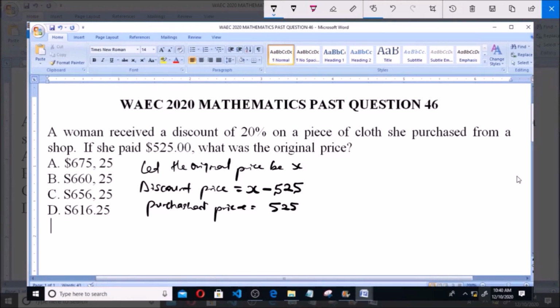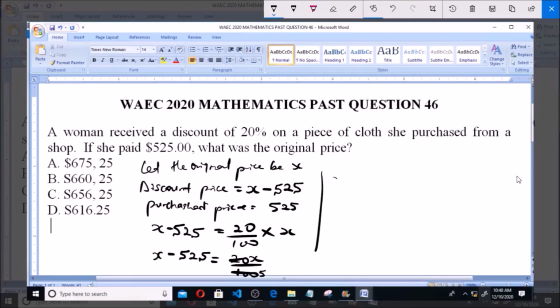Now we can see that X minus 525, which is the discount price, is equal to the 20%, that's 20 over 100, multiplied by the original price, which is X. So from here we'll be having X minus 525 is equal to 20x all over 100. From here 20 can go into 100, that is 5 times. So we have that X minus 525 is equal to X over 5.